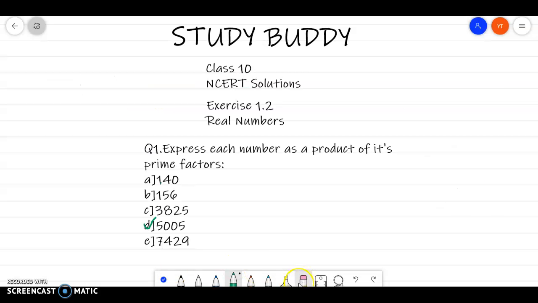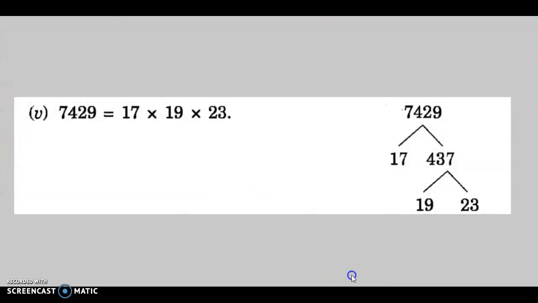Going on to the fifth problem of this exercise, that is finding the prime factors of 7429. So 7429 can be expressed as 17 into 437. 437 is a composite number and can be written as 19 into 23. So 17 into 19 into 23 is the prime factorization of 7429. So we have completed the first problem of this exercise.